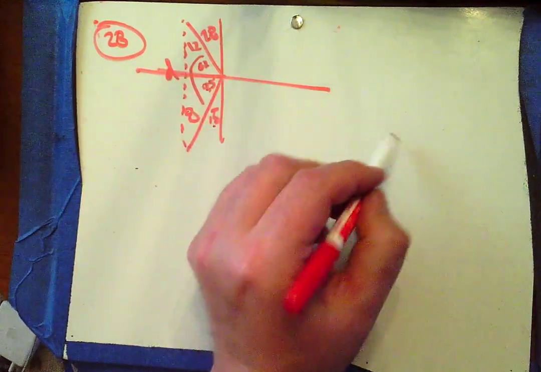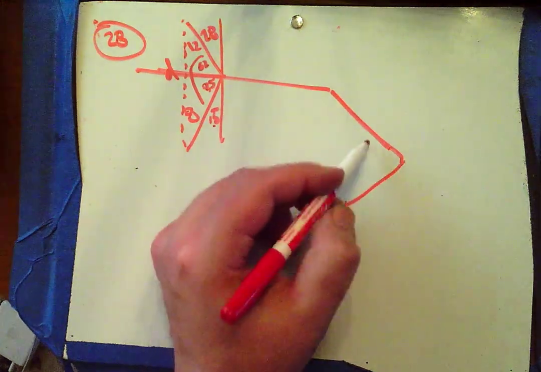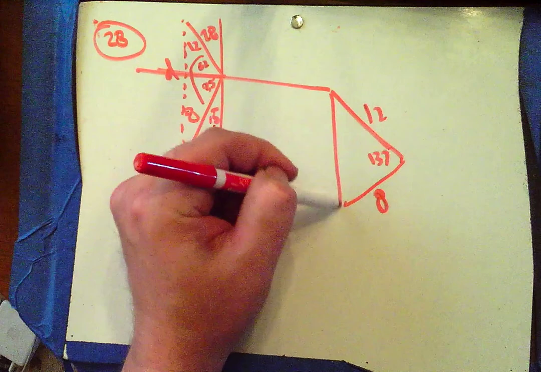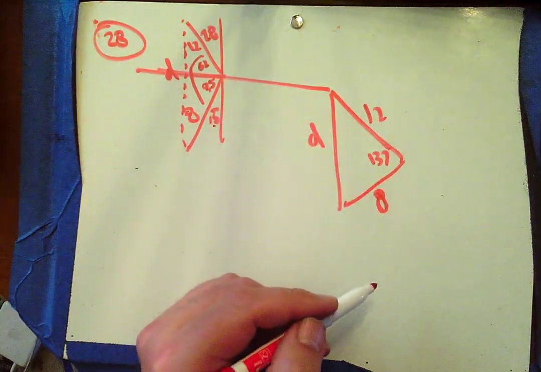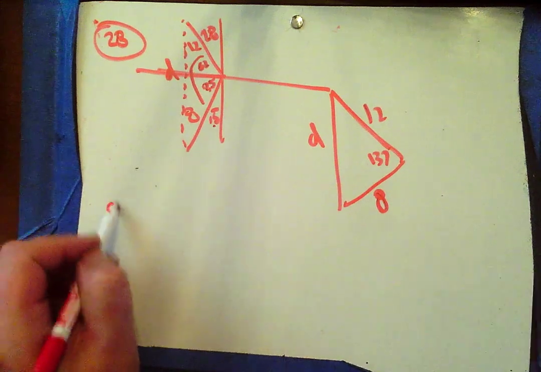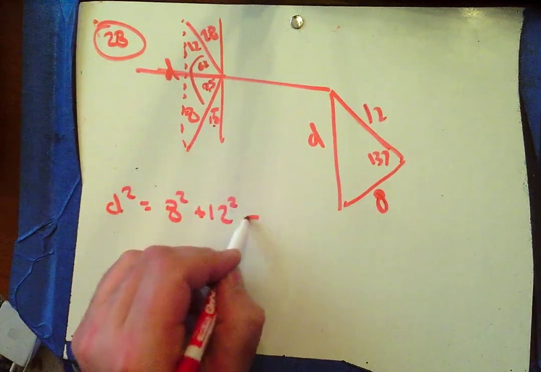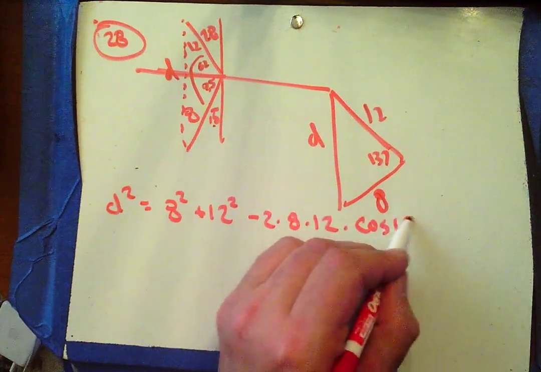137. So look here, we've got this triangle. 12, 137, 8. And we want this distance. To me, that's a law of cosines problem. I don't need vectors for that. I need d squared equals 8 squared plus 12 squared minus 2 times 8 times 12 times the cosine of 137.